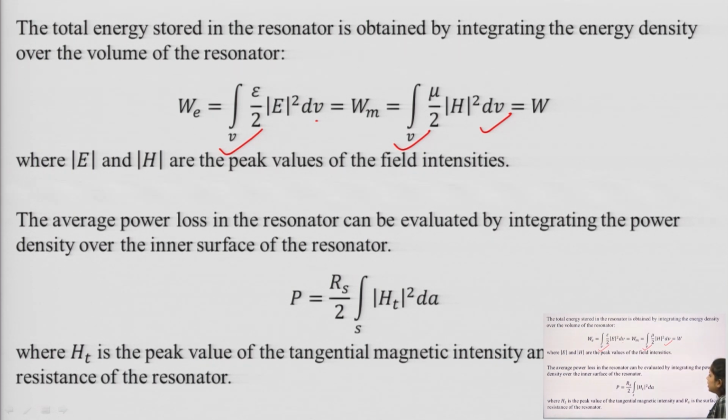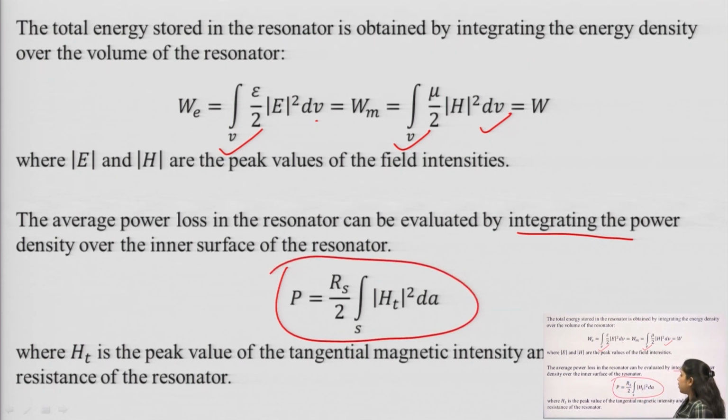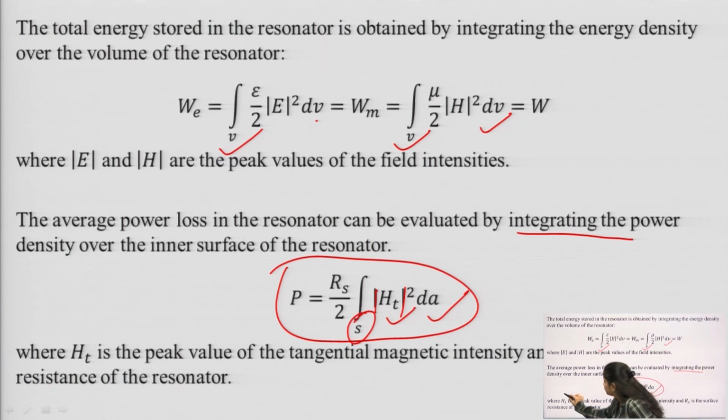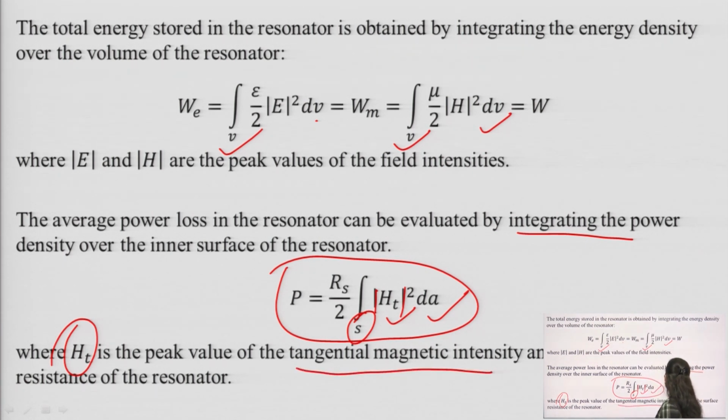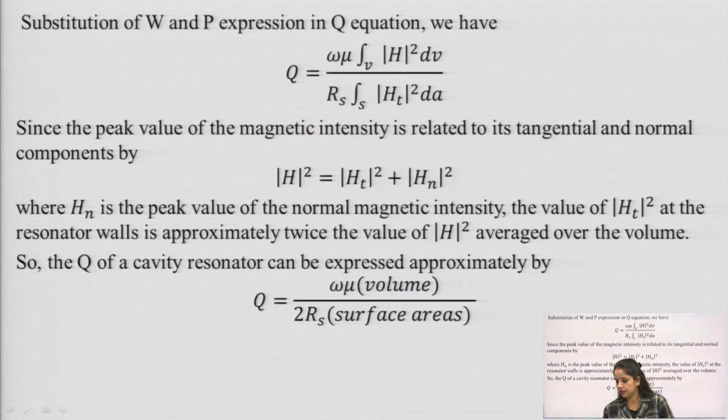Now, the average loss in a resonator can be evaluated by integrating the power density over the inner surface of the resonator, and that is P equal to Rs upon 2 times the surface integral of the magnitude squared of Ht, the tangential component of the magnetic field, integrated with respect to area. Ht is the peak value of the tangential magnetic field intensity, and Rs is the surface resistance of the resonator.